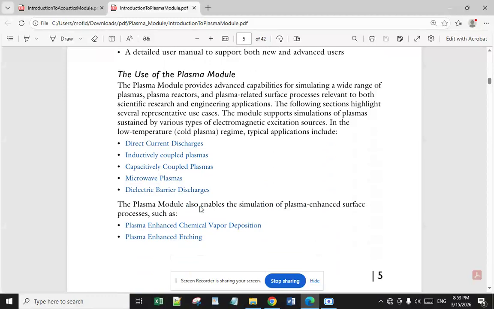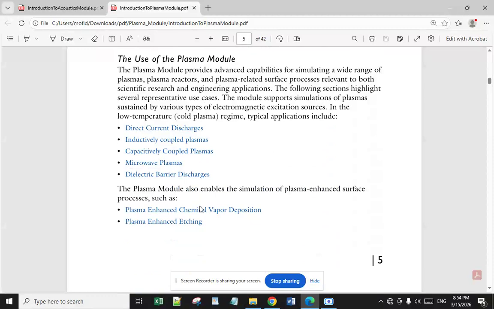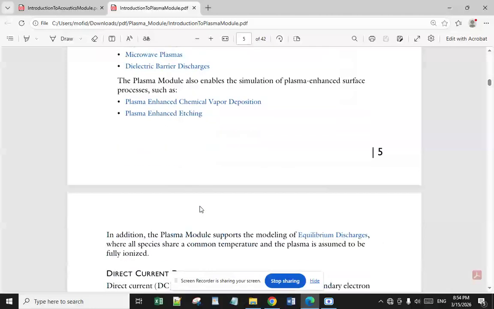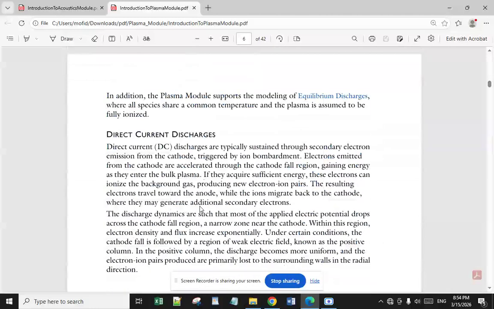barrier discharge. The plasma module also enables the simulation of plasma-enhanced surface processes, such as plasma-enhanced chemical vapor deposition. The next one is plasma-enhanced etching. In addition, the plasma module supports the modeling of equilibrium discharge, where all species share a common temperature and the plasma is assumed to be fully ionized.